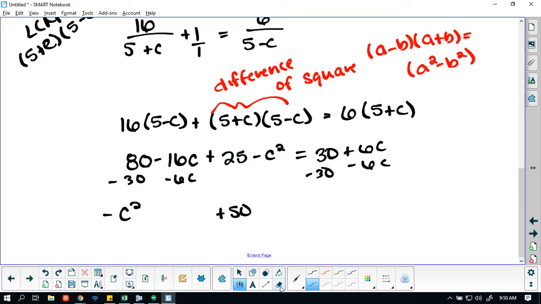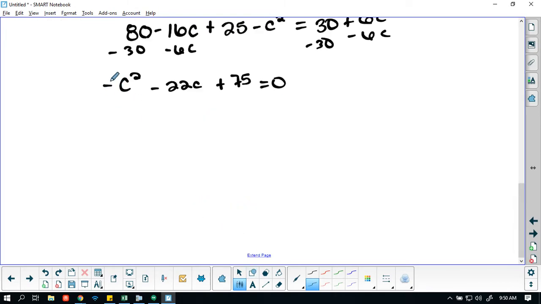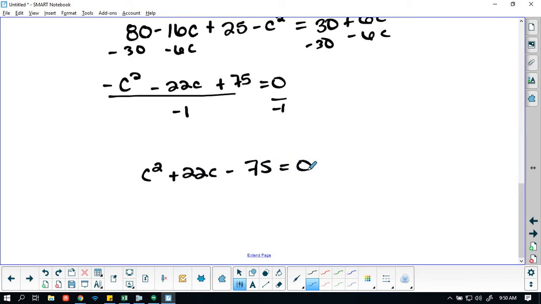Then we have 25 here, plus 25 is 75, and that is negative 22. Okay, pull out that negative. Basically, I'm just going to divide by negative 1 on both sides. So we get c squared plus 22c minus 75 equals 0.